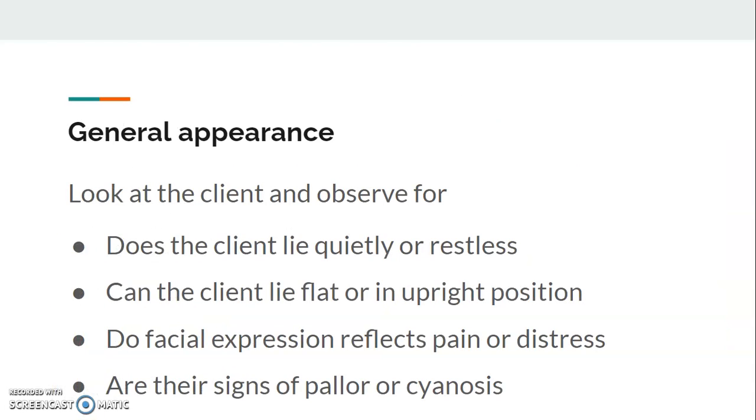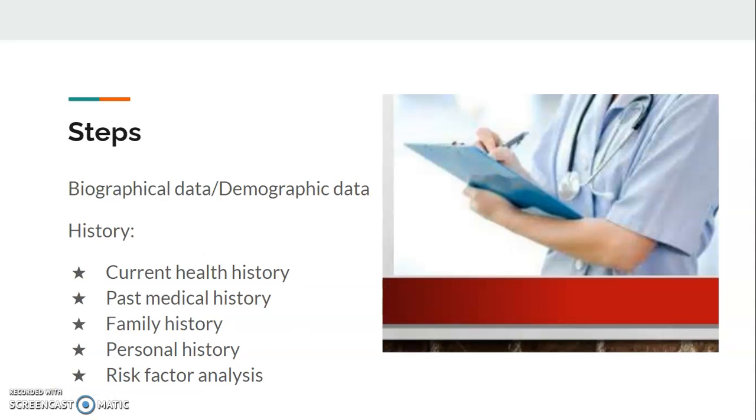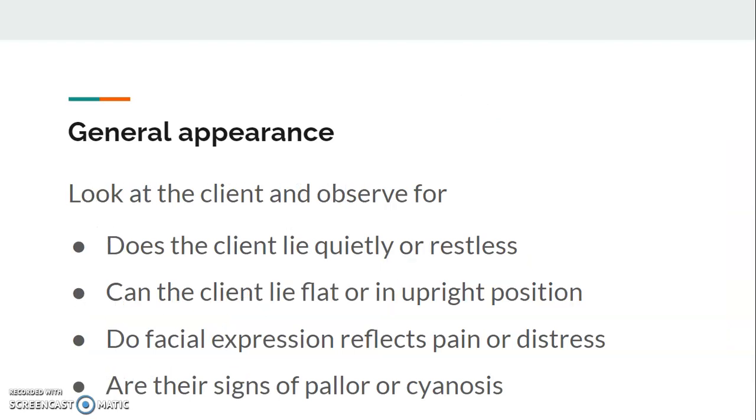Personal history, you should focus on habits like lifestyle habits, exercise, sleeping pattern, smoking and alcohol. Modifiable risk factors can be focused on while collecting personal history. We'll move on to general appearance.